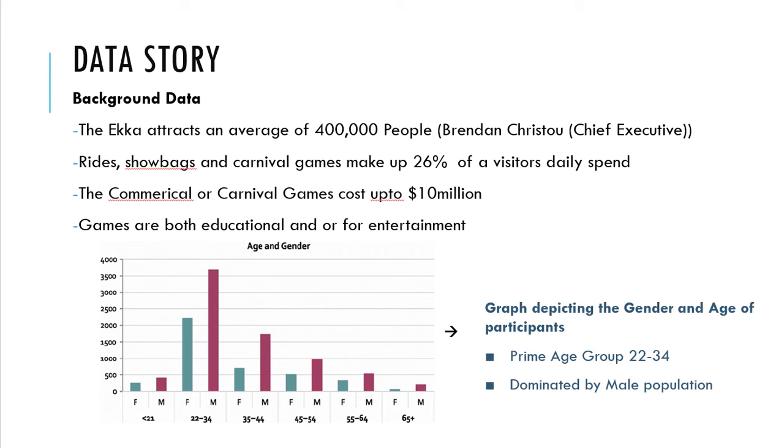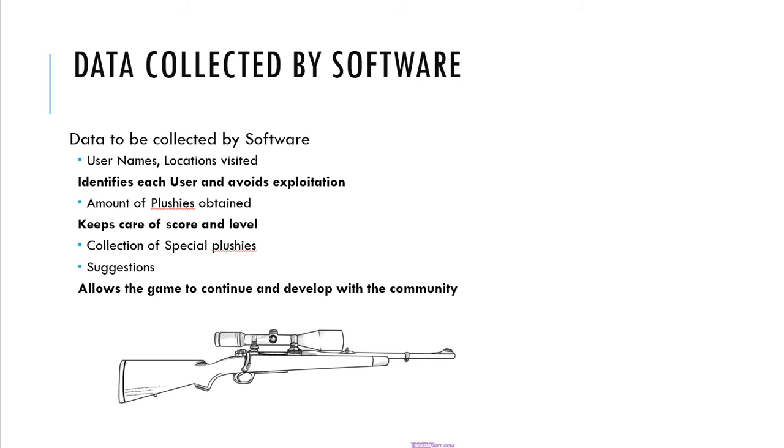This is a graph depicting the gender and age of participants. The prime age group is 22 to 34 and is dominated by the male population. Data collected by the software includes user names and locations. This is to avoid exploitation and identify every user. Amount of plushies obtained to keep care of levels.